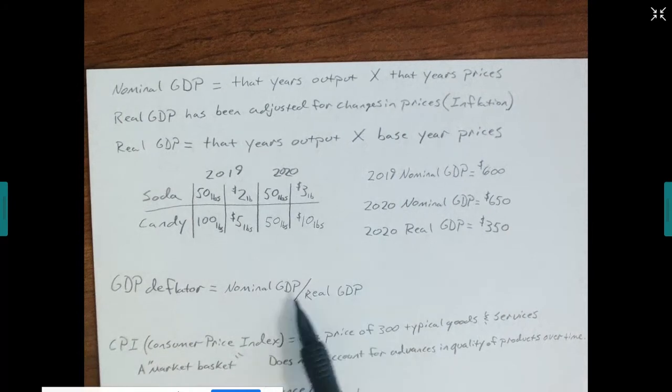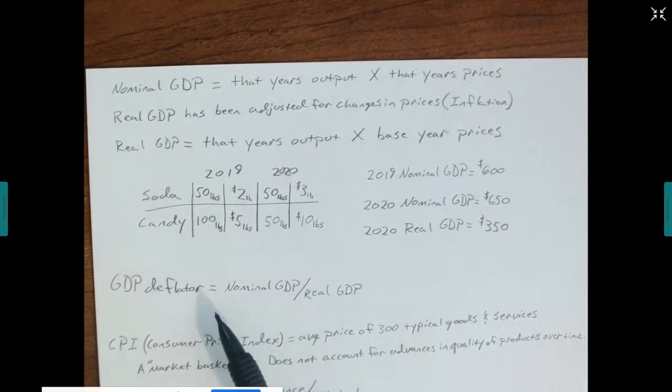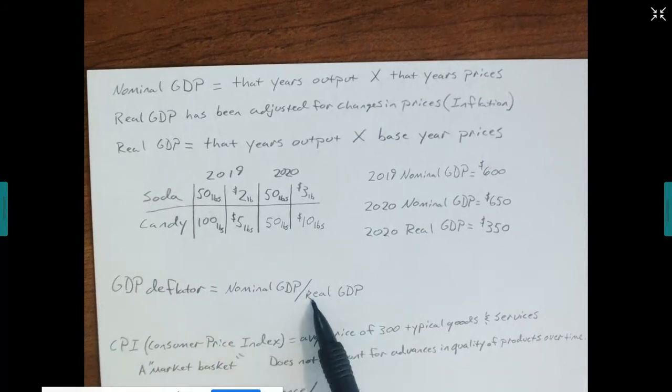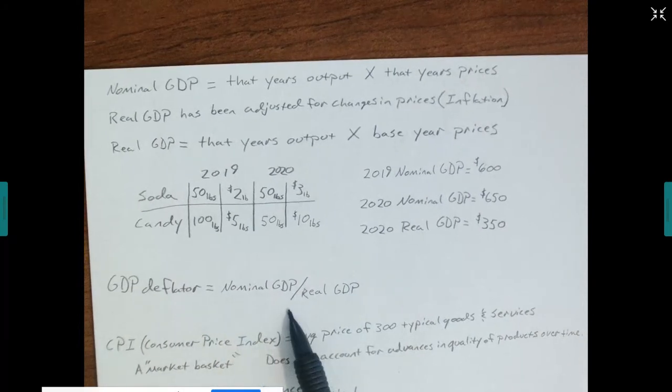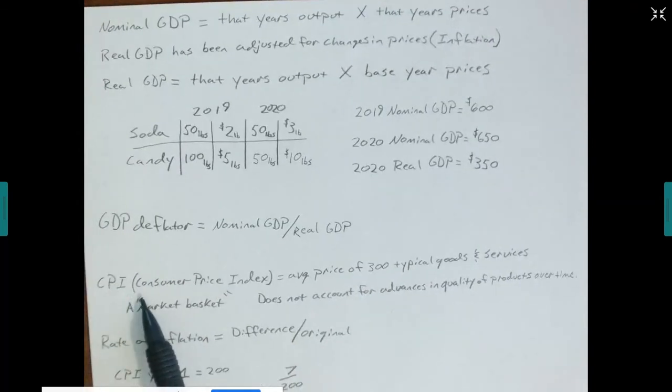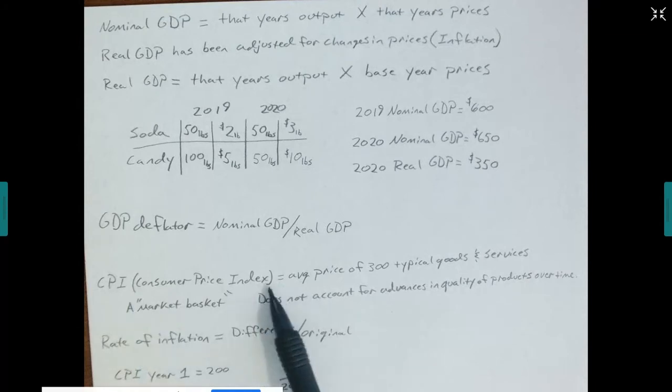The GDP deflator is nothing more than showing a change in prices between those nominal GDPs and the real GDP. GDP deflator is equal to your nominal GDP divided by your real GDP. The Consumer Price Index is used to help calculate and track changes in prices over time, like inflation. The Consumer Price Index looks at the average prices of goods and services, or a market basket of 300 goods and services from the average consumer.